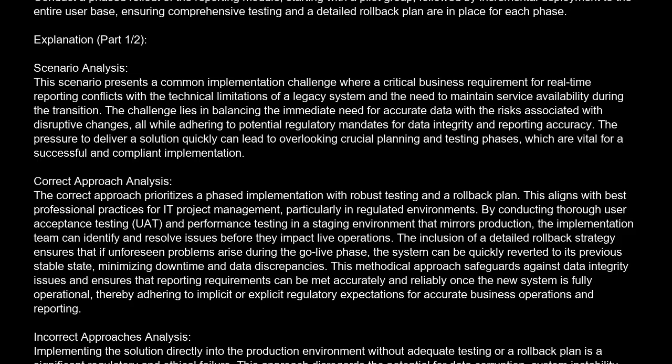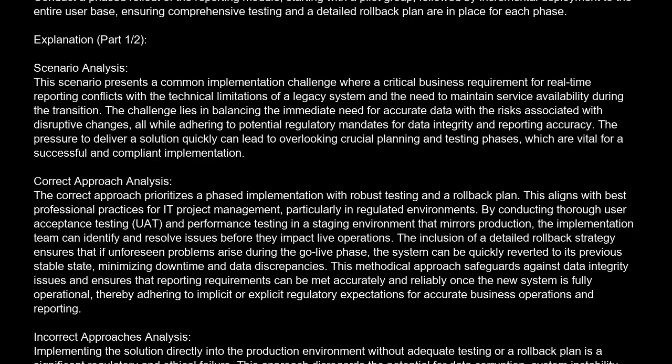The correct answer is C. Conduct a phased rollout of the reporting module, starting with a pilot group, followed by incremental deployment to the entire user base, ensuring comprehensive testing and a detailed rollback plan are in place for each phase.